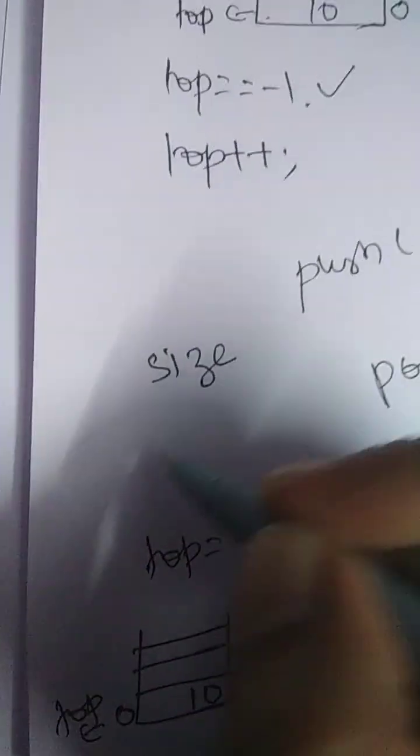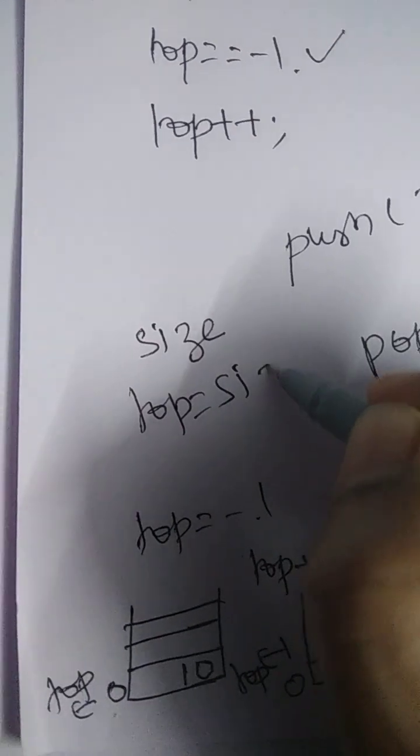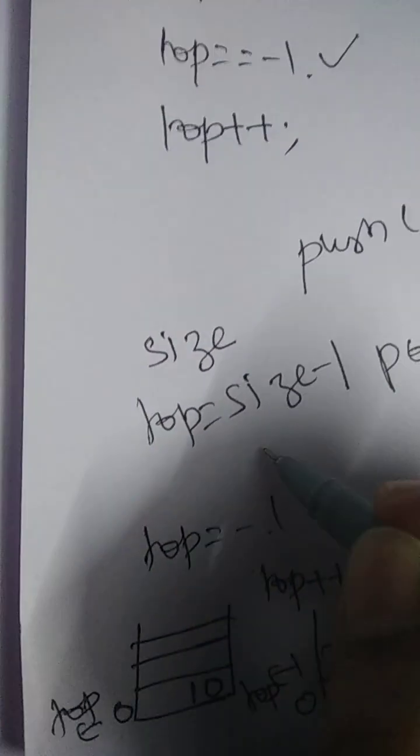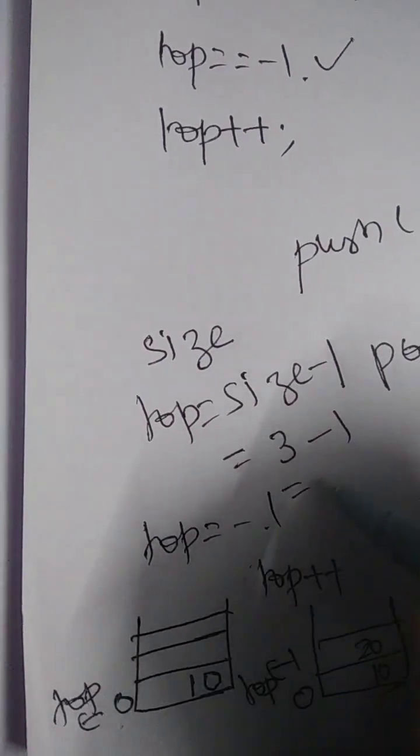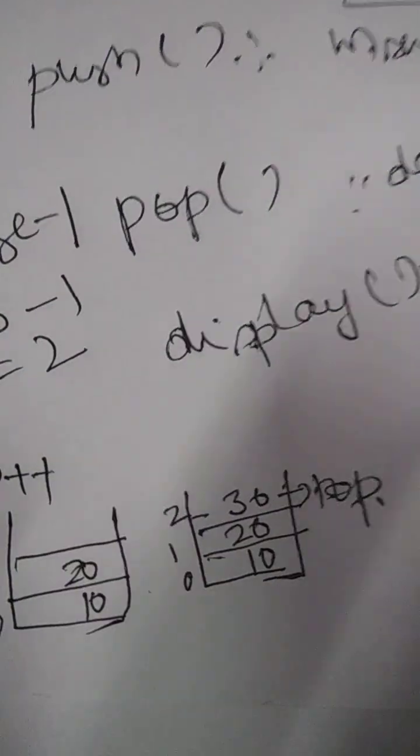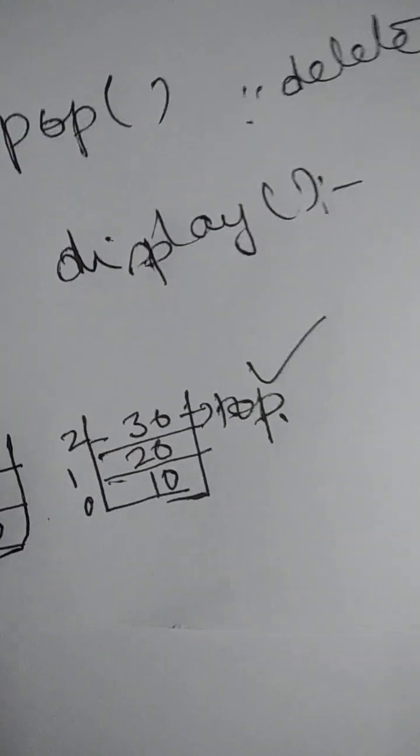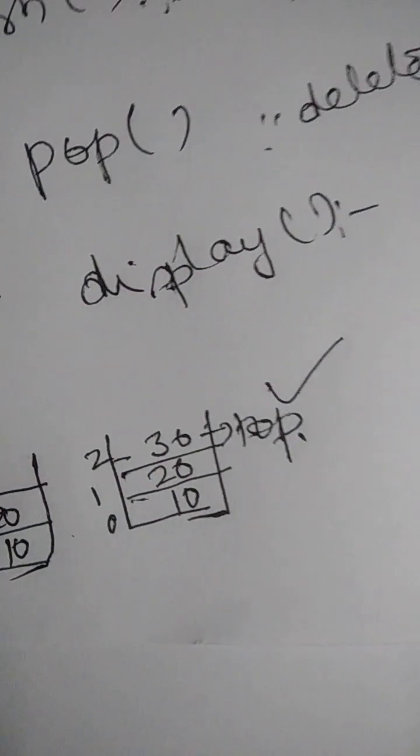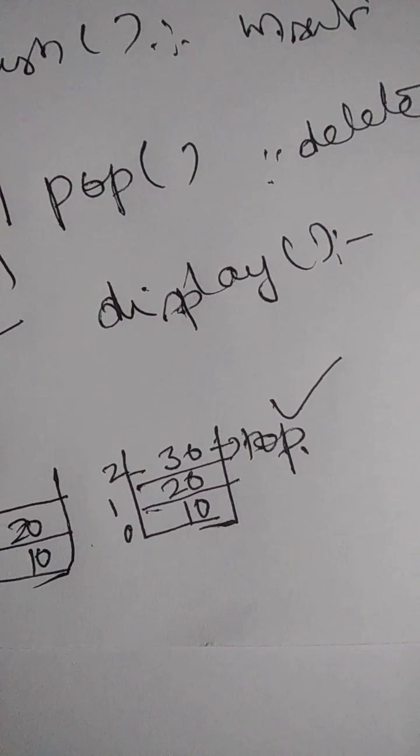Overflow means, if you take for example the variable size, the condition is top is equal to size minus 1. Size minus 1 means here we are taking 3 minus 1. So if top is equal to 2, that means already top is equal to size minus 1, so the stack is already full. You can't insert any more elements into the stack. That is called the overflow condition.